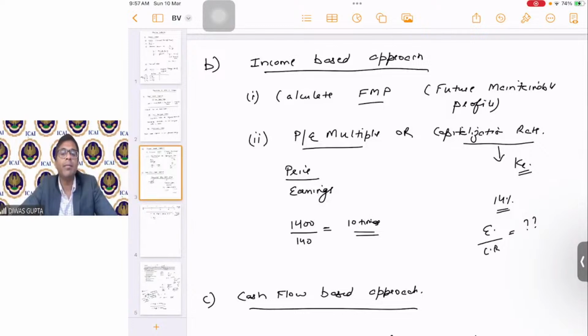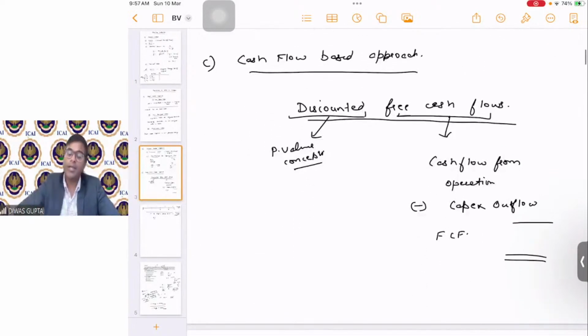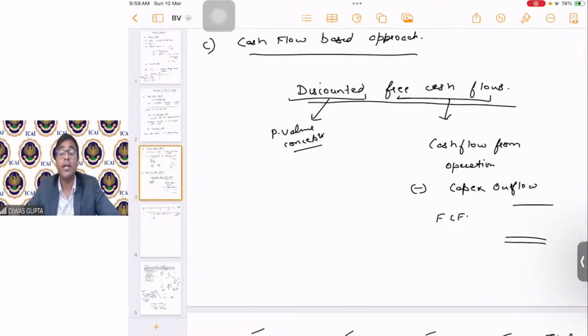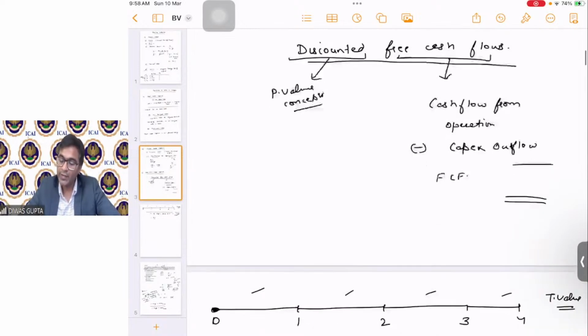Then basis these future maintainable profits, we have two options. One is that we can use the PE multiplier, or we can use the capitalization rate. Just in the previous question, the last or second last question, we covered both these aspects, PE multiplier and capitalization rate, to arrive at the value basis the income-based approach. Then we also discussed the cash flow-based approach, right? In our next session, we will do a lot of questions on the cash flow-based approach as well to firm up our understanding. And here we said that we use the discounted free cash flows, right? Free cash flows were cash flow from operations minus capital outflow, that we will discuss later.